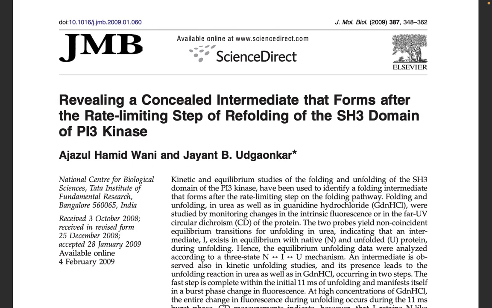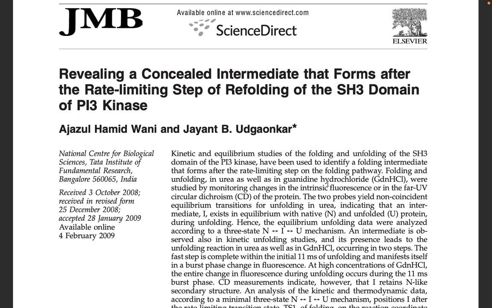So this paper is a folding and unfolding study of the SH3 domain of PI3 kinase. It is a 10 kilodalton protein, and using urea and guanidinium hydrochloride, the protein was unfolded and folded, and its equilibrium and kinetic study was performed using fluorescence and circular dichroism data. So let's read the abstract first.